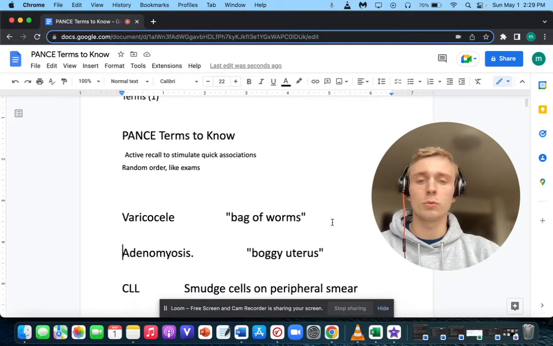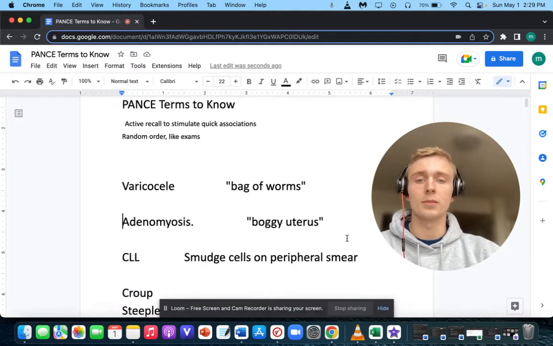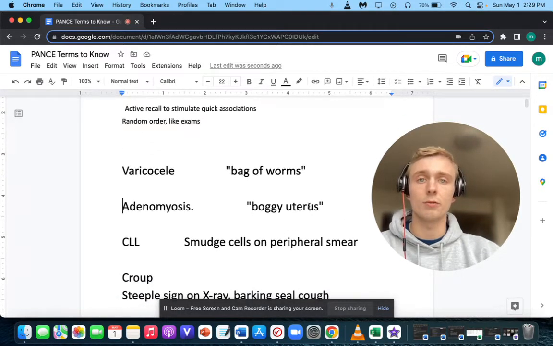So bag of worms will make you think of varicocele. That's the dilation of the venous plexus around the scrotum. So varicocele is bag of worms. For boggy uterus, if you hear boggy uterus in a question, you want to think of adenomyosis. So boggy uterus, adenomyosis, not fibroids, not endometriosis.